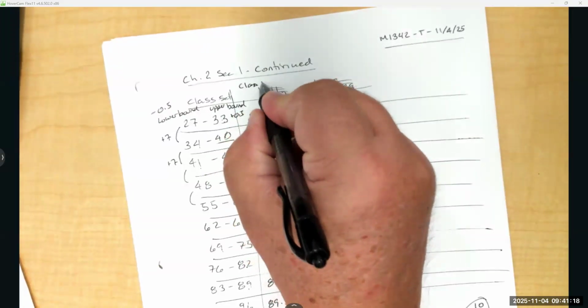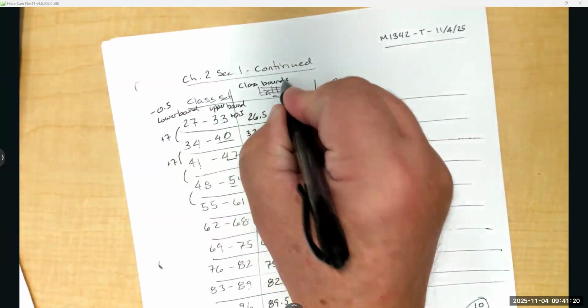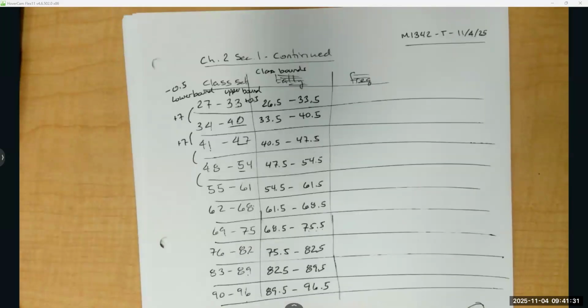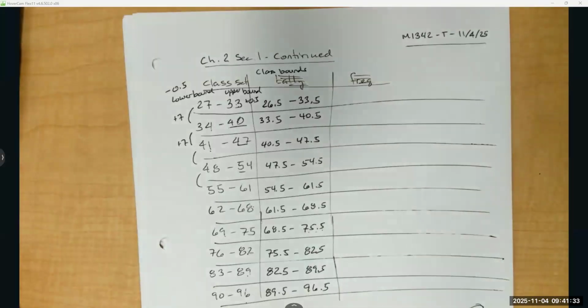Okay, so these are our class bounds. So if the answer was 33.5, which one would it go into? The top or the bottom one? Let's say my data set was 33.5. Where would it go?